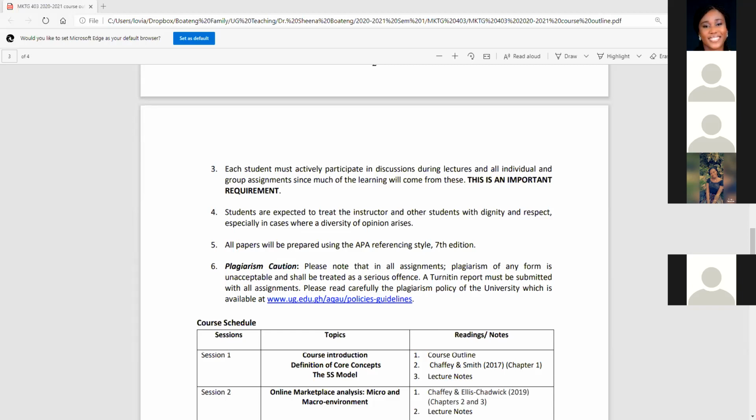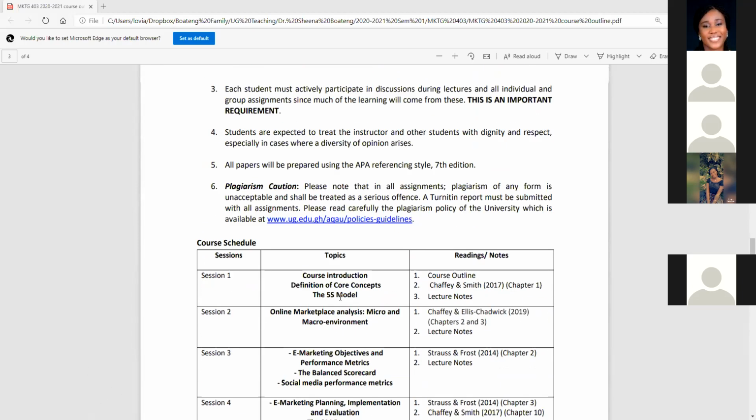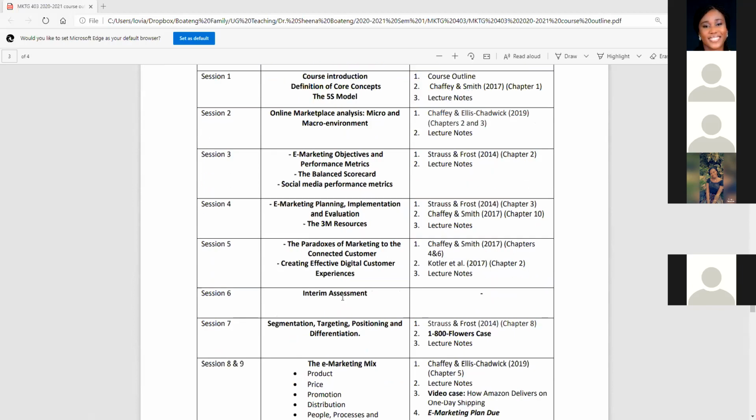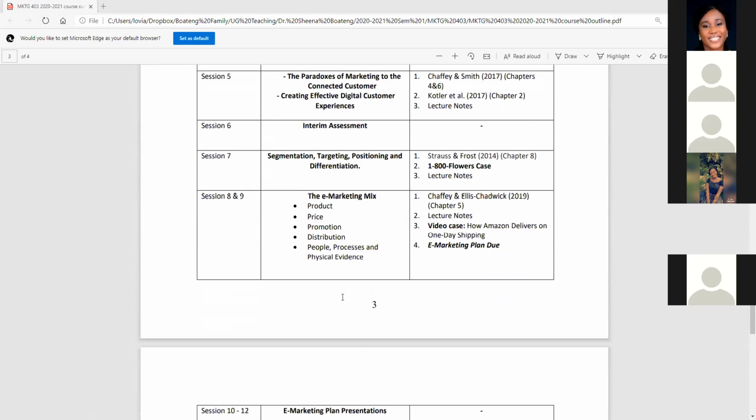And with that, we've come to the end of the discussion of our course policy. Next on the course outline, we have the course schedule, which details the topics that we will be covering in each section, and then the chapters of the recommended reading materials that these discussions will be based on.